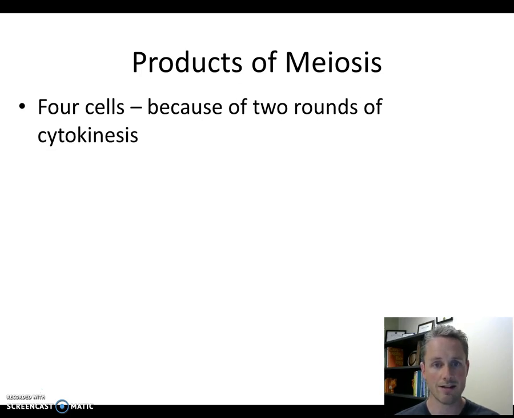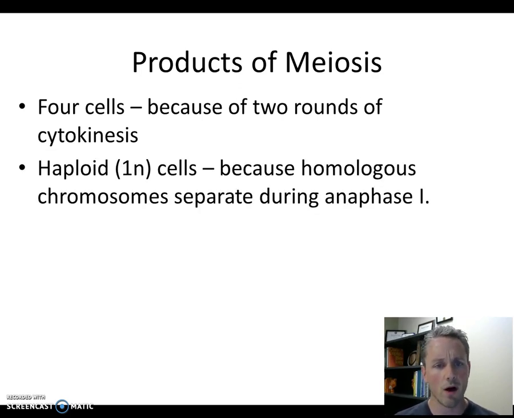So we started with 1 cell, we divided it in half during the first cytokinesis to get 2 cells, and then we divided both of those in half again after the second cytokinesis to make 4 cells. So 2 cytokinesis events explains why we get 4 cells. All right. We've also made haploid gamete cells. They are 1N.